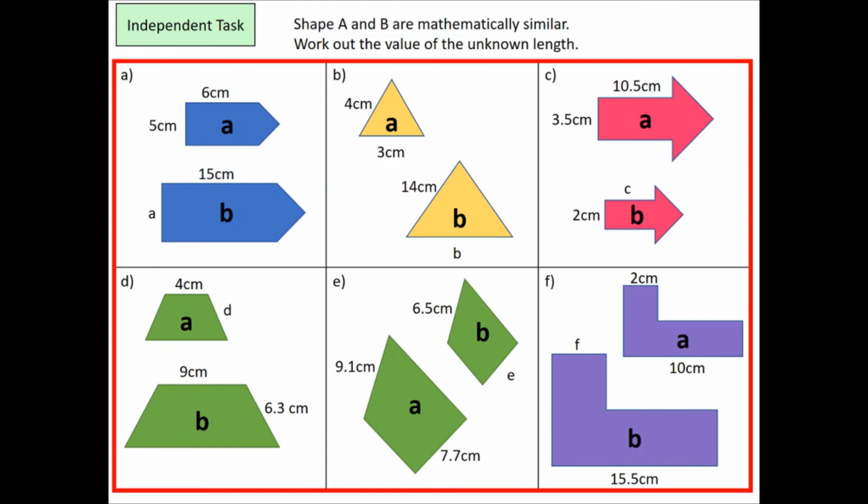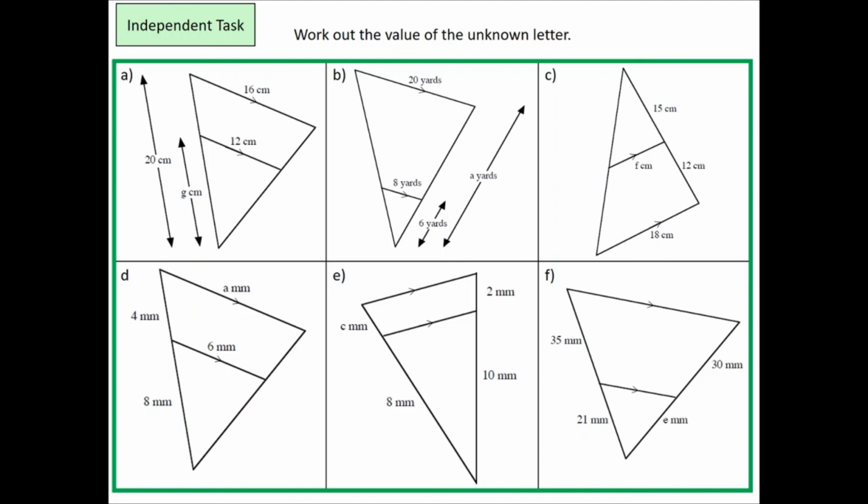For the main task, I would like you to complete 3 questions from the red, working out the missing length in each question given by the letter. So that's letter A, length B, C, D, E, or F. And 3 questions from the green section, again working out the missing length given by the letter in the question. So that's 3 questions from the red, 3 questions from the green, 6 questions in total.